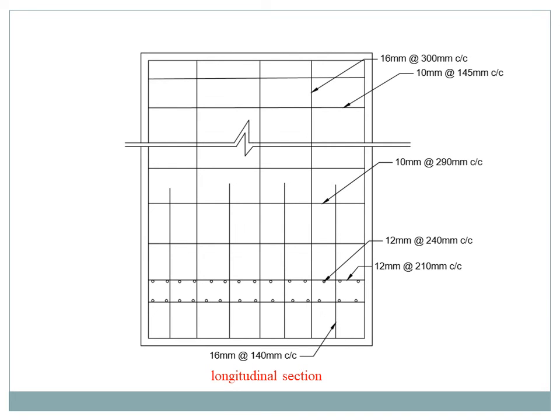So see the longitudinal section. Mark the stem values and the base slab values. It is a simple diagram, you can easily understand that. So our shear key value is also 16 mm dia bar at 140 mm center to center distance. Then stem values are 16 mm dia bar, 300 mm center to center distance. Then our base slab values are 12 mm main reinforcement using 240 mm center to center spacing.